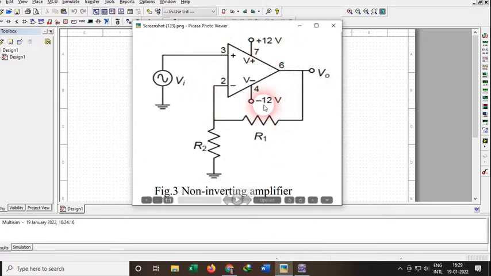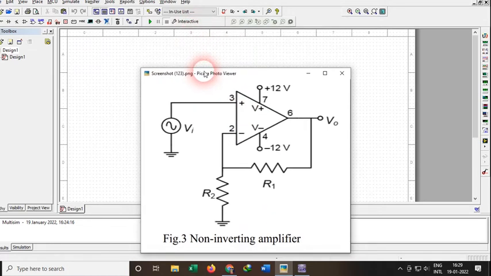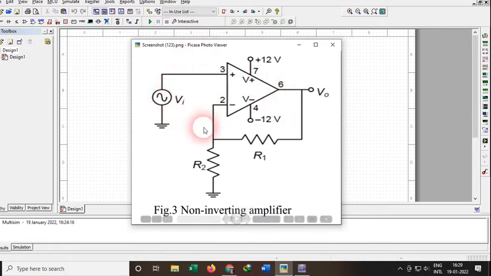This is the circuit diagram for the op-amp in non-inverting case. This is the op-amp acting as a non-inverting amplifier. So our IC is IC 741. We will perform this experiment in Multisim. So just look here in the circuit.